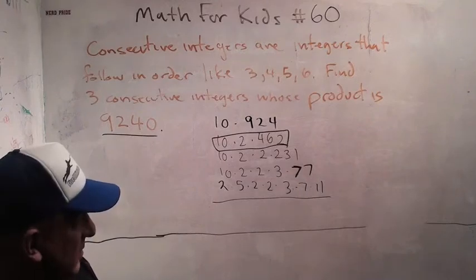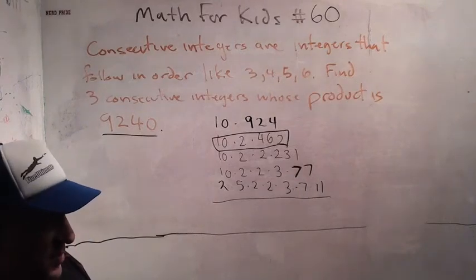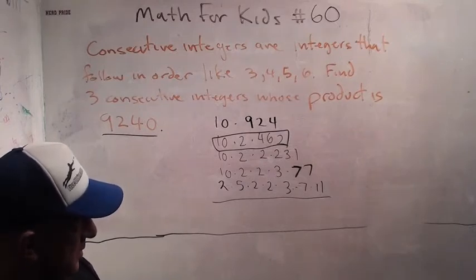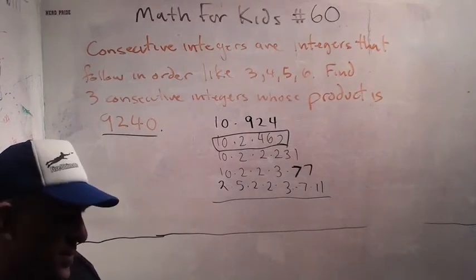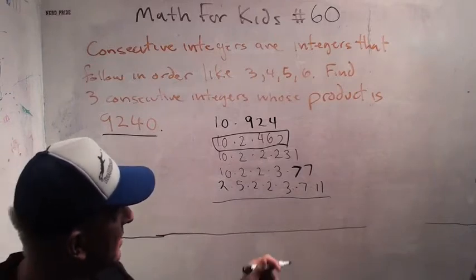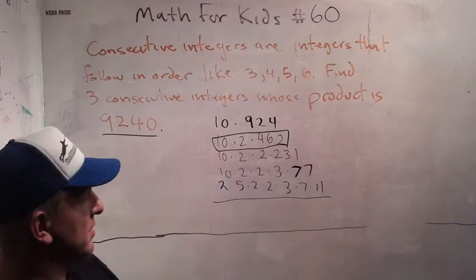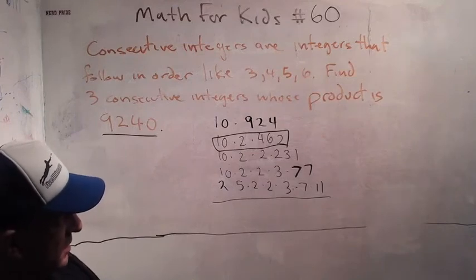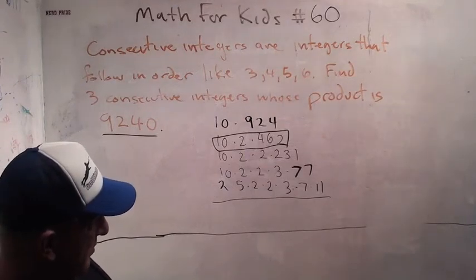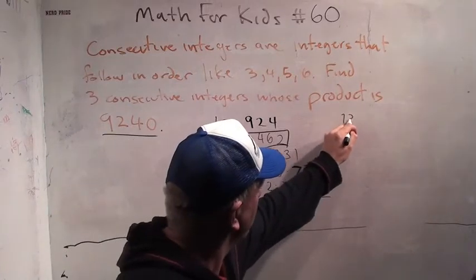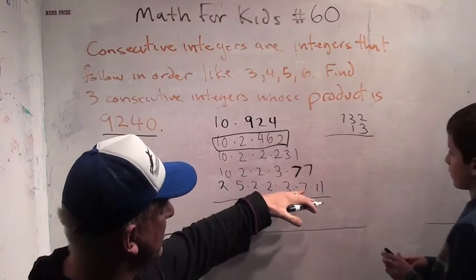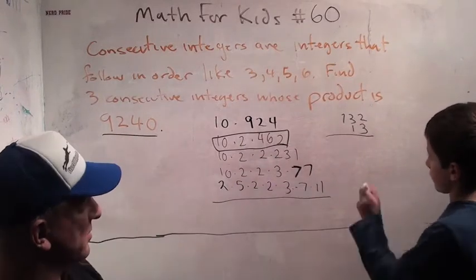So do you want to check 11 times 12 times 13? Would that work? Well, 11 times 11 is 121. Plus 11, it's 132. Okay, 11 times 12 is 132. 132 times 13. Now we know this isn't going to be the answer because we don't have a 13 down here, but let's just see if this is even close to 9,240.